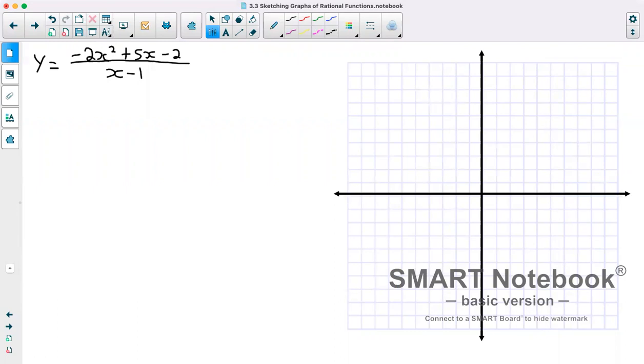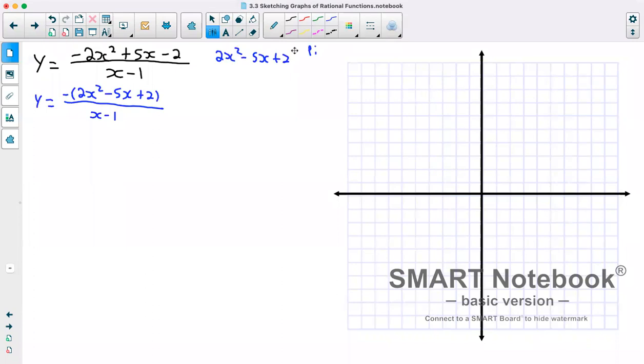Okay, so we'll start out by factoring this. So first thing I would do is factor the negative out. So that gives me negative times 2x squared minus 5x plus 2 over x minus 1. Now factor the numerator over here. So in that numerator, we have 2x squared minus 5x plus 2.